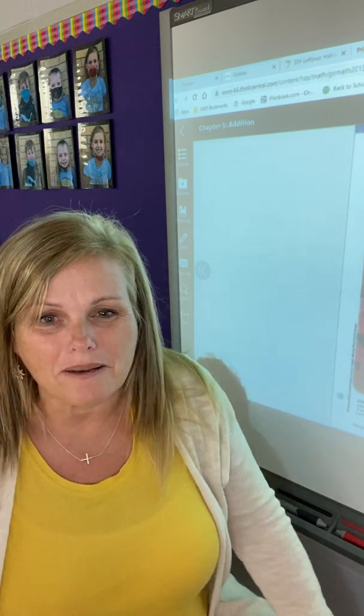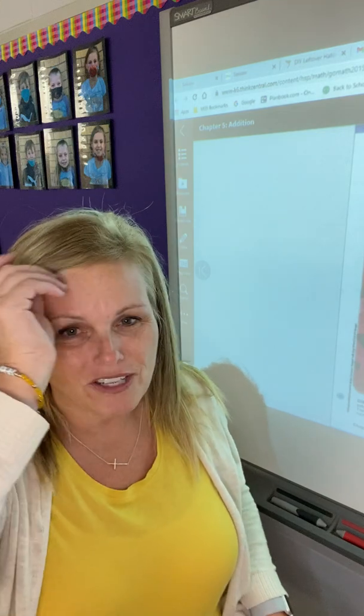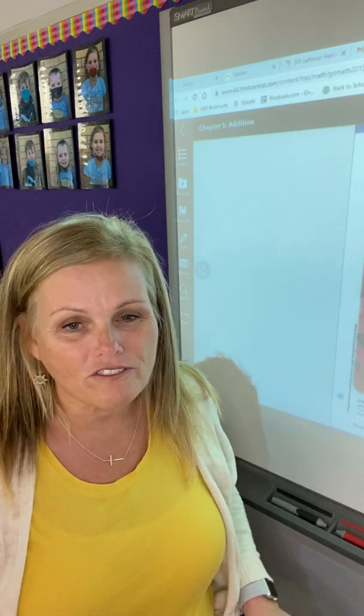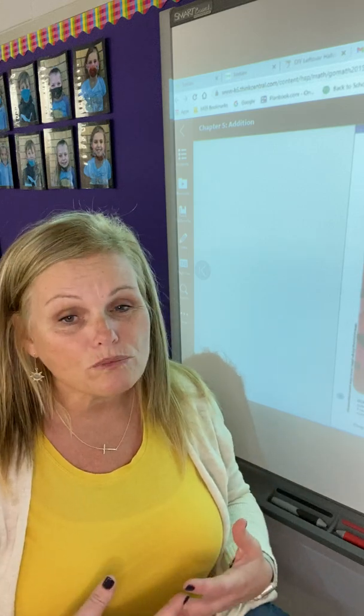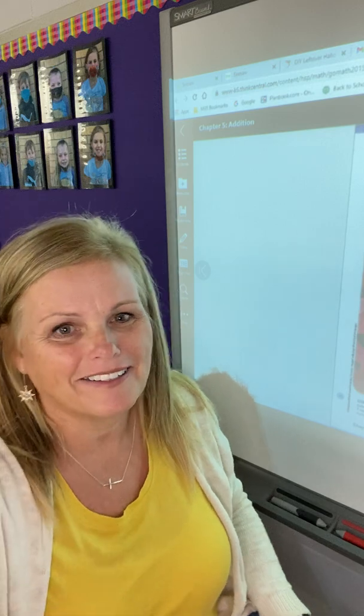We're ready for lesson 5.8 on page 273. You will need your cubes today, so if you don't have those, you might want to find them. I'm going to use cubes, but you might want to use them for practicing a little bit later. Let's get started.